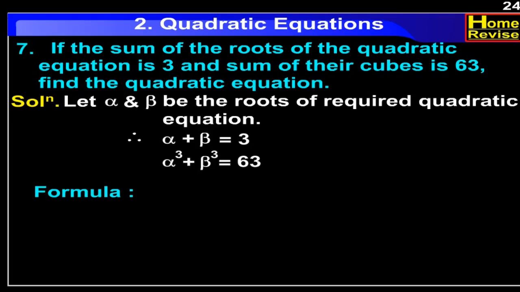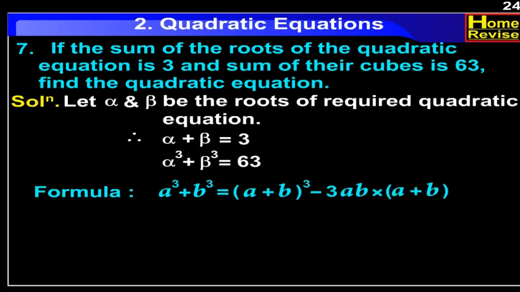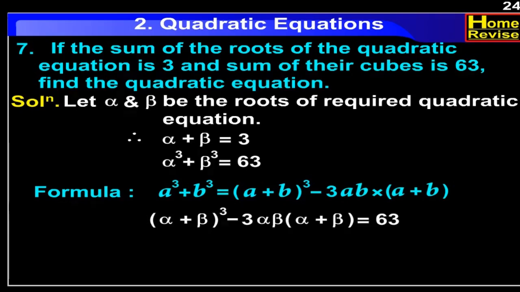Now, by using the formula a³ + b³ = (a + b)³ - 3ab(a + b), we get (alpha + beta)³ - 3 alpha beta (alpha + beta) = 63. Now, substituting the values, we get 3³ - 3 alpha beta × 3 = 63.